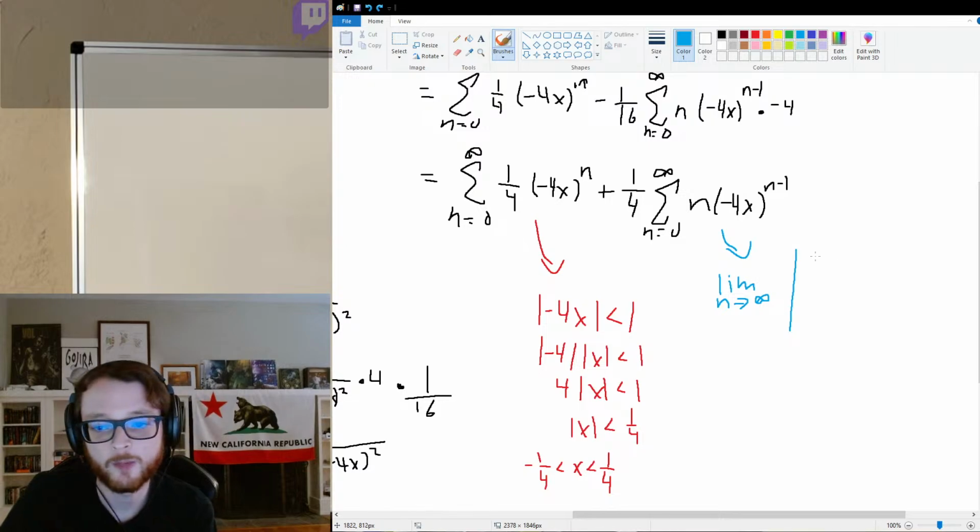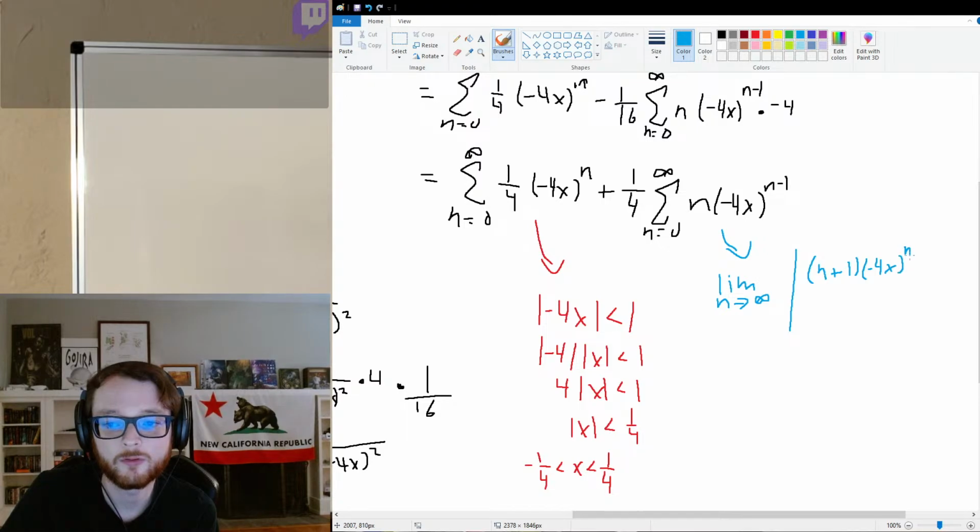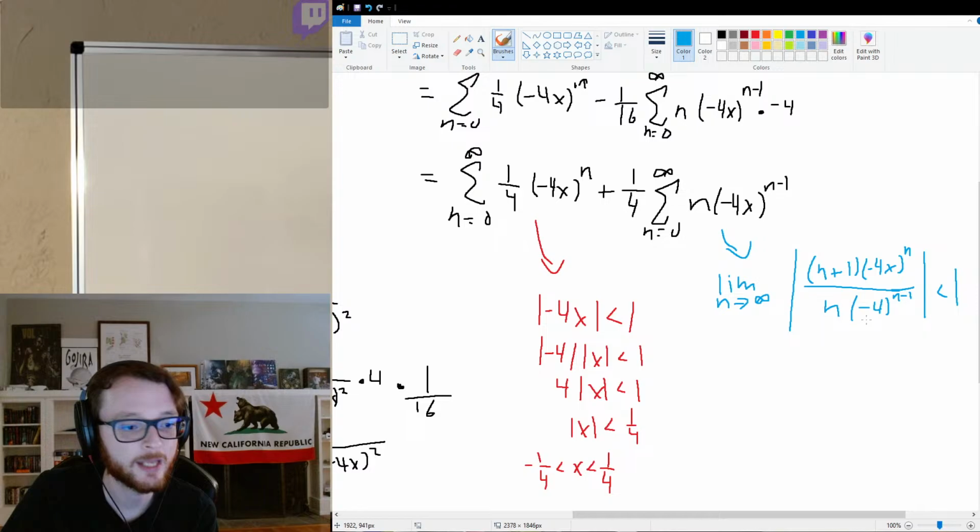I'm doing a good job estimating my space. n plus 1, minus 4x. n minus 1 plus 1 is just n. So let this be less than 1, and now we solve this for x.